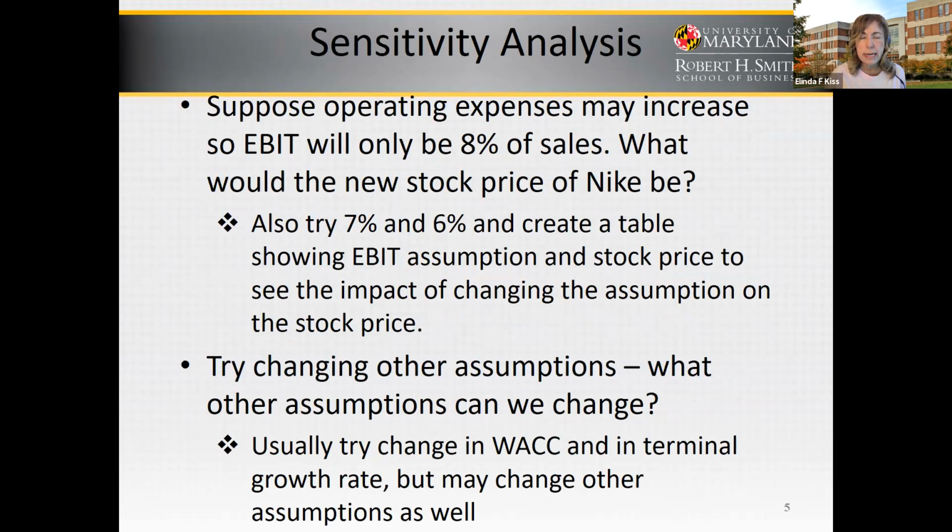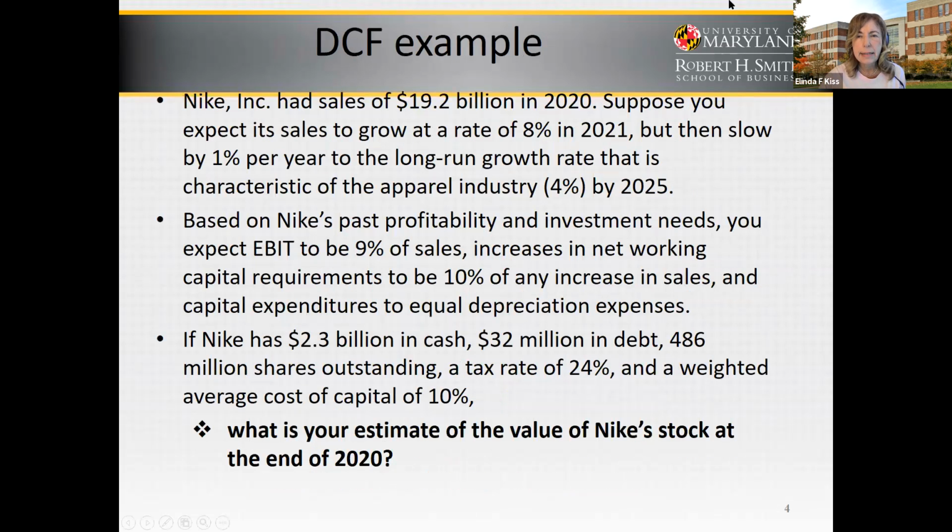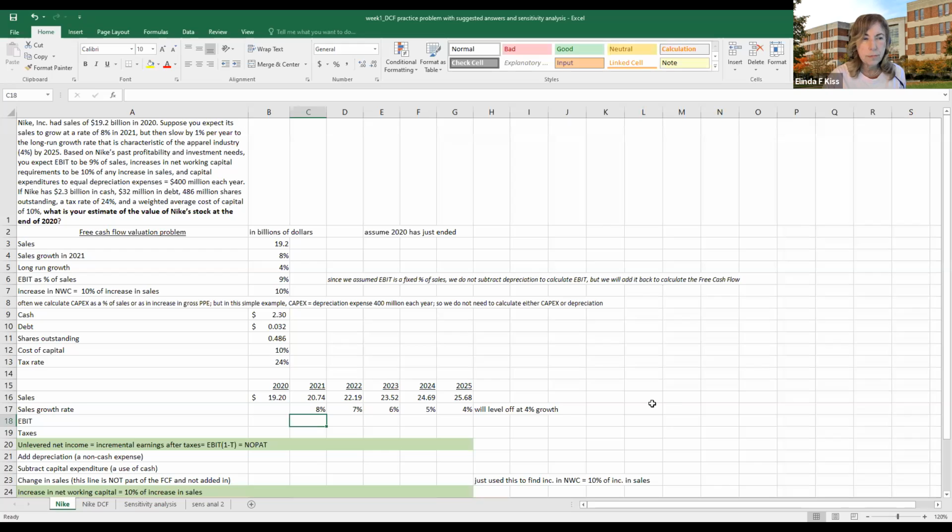After we do the DCF calculation, we will also do a sensitivity analysis, as you're required to do that for many of your cases. In my example, I'm just going to change EBIT as a percent of sales, but you could try changing the WACC, the terminal growth rate, or other assumptions as well. So let me go to a new share, and I have the Excel, and I'm going to work through the problem with the Excel. So again, I've repeated the case.